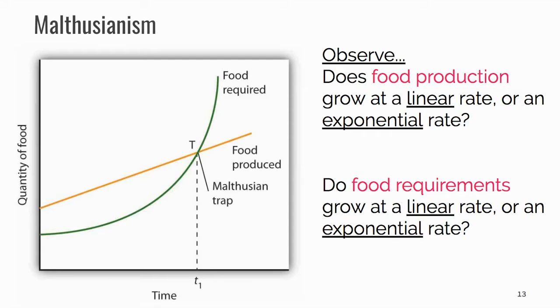Look at this graph. The green line shows food required to support a population, while the gold line shows food production. Are food production and food requirements growing at a linear or an exponential rate? Take a second to look and think about it. So, as you can see, food production grows at a constant linear rate, but food requirements grow at an exponential rate.